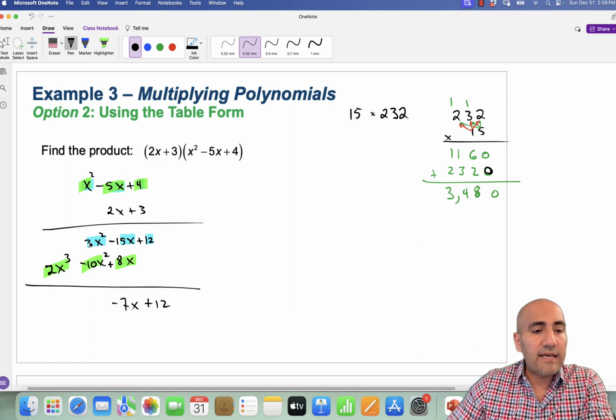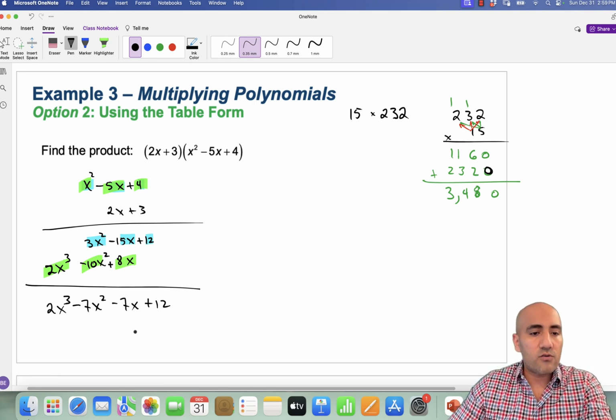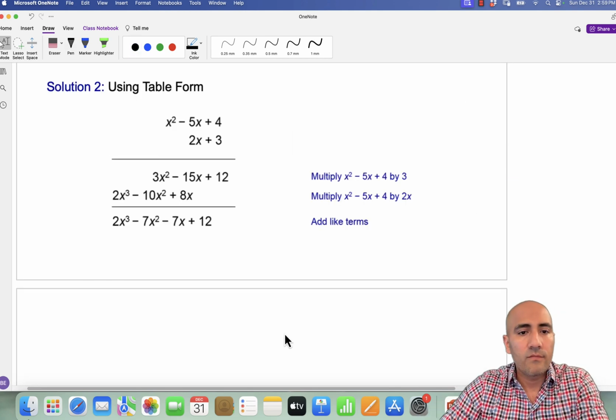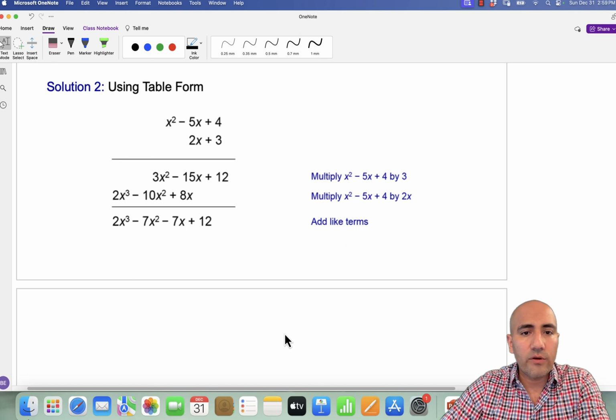Then we have a positive 3x squared minus 10x squared. This gives us a minus 7x squared. And finally, we bring down the 2x cubed. Okay, so we get the same answer as before, just a different organization style. Okay, so this is how your author organized this same thing.